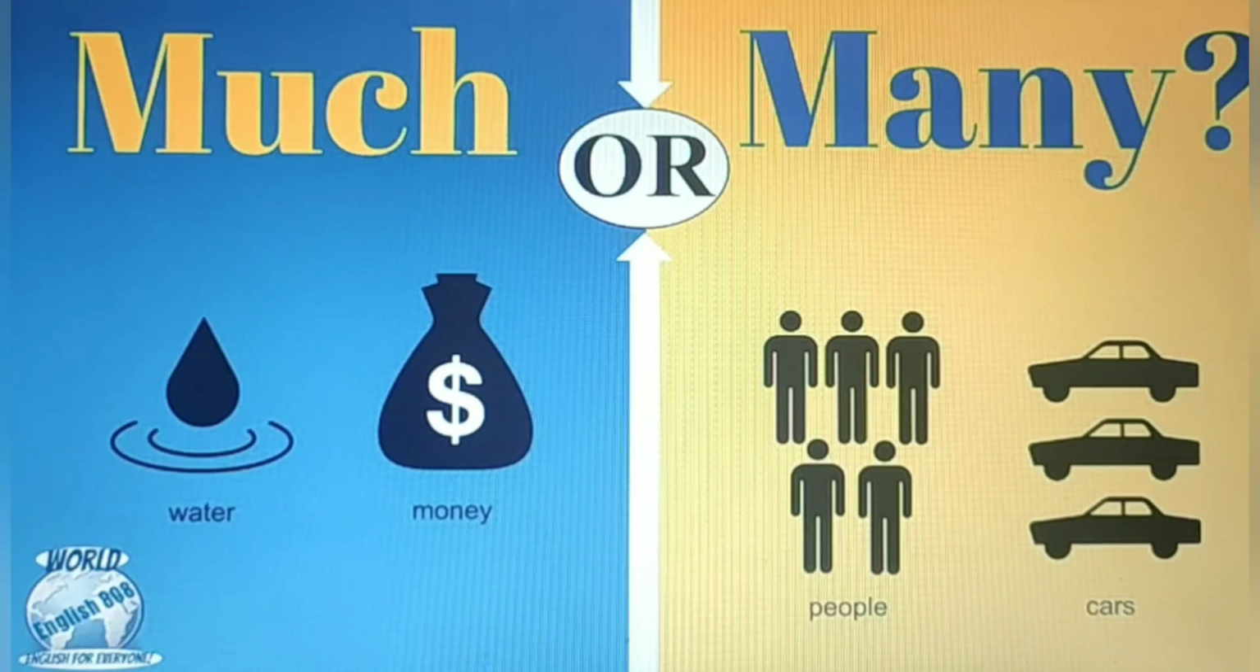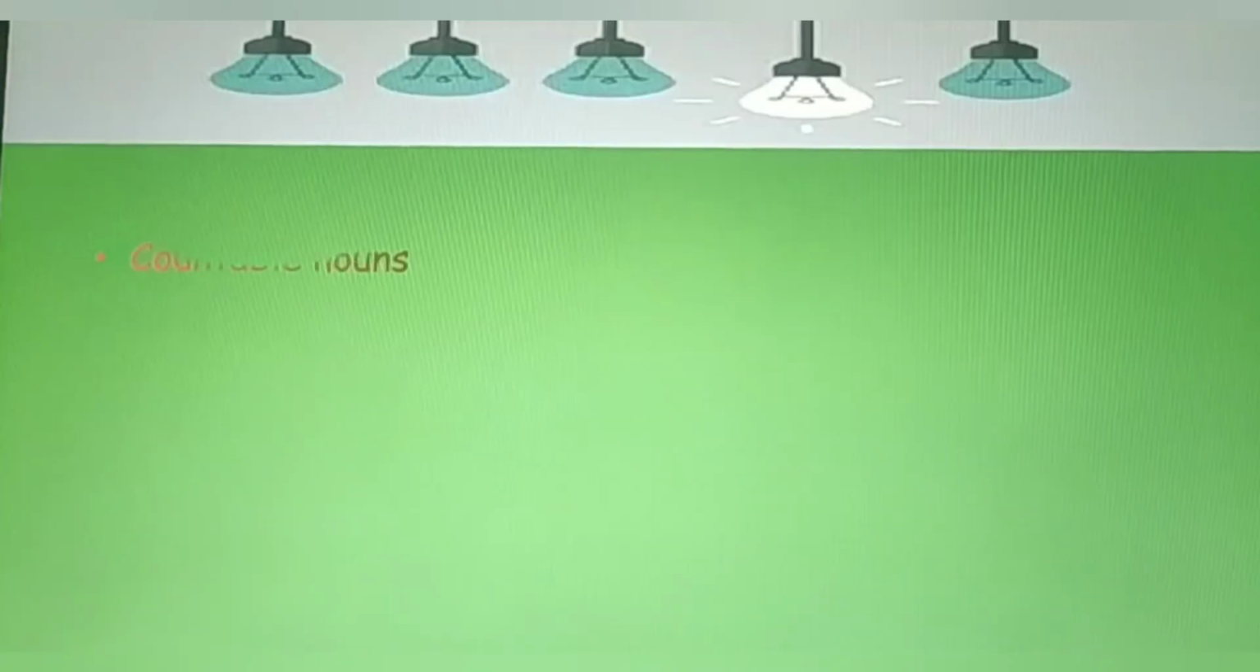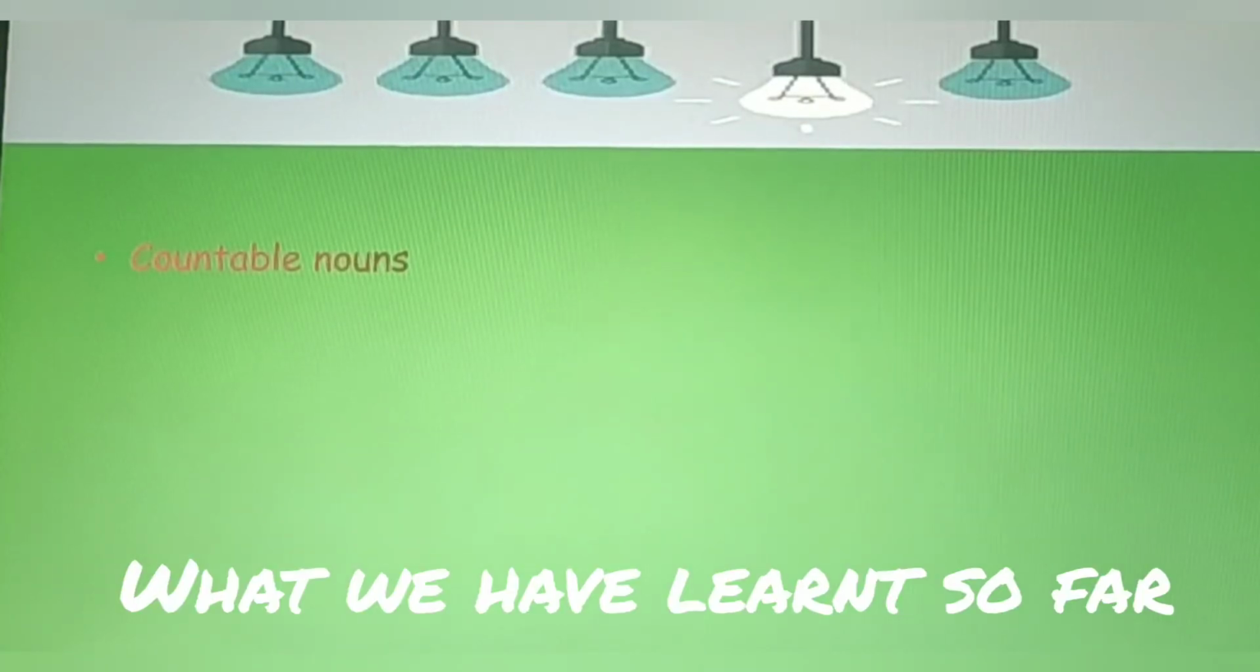They both show some quantity or a number. So that is the difference between much or many. With countable nouns, we use many in the plural form, and in uncountable nouns, we use much in the singular. Learn about countable nouns.